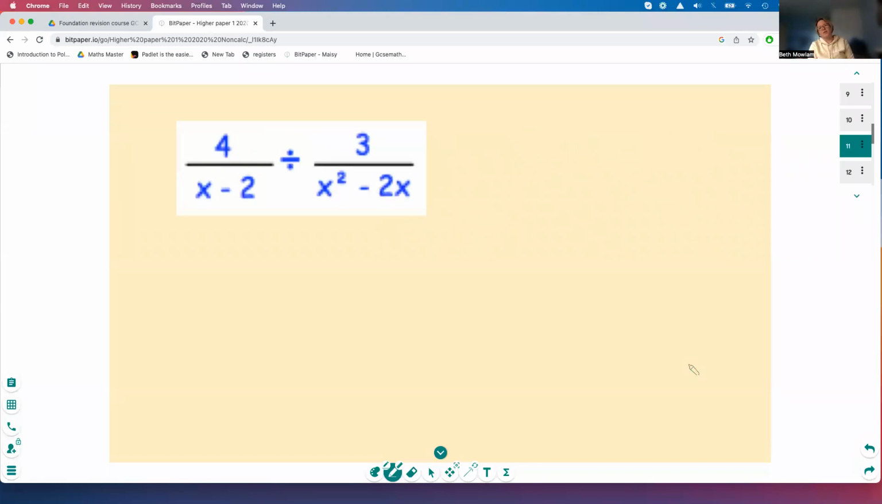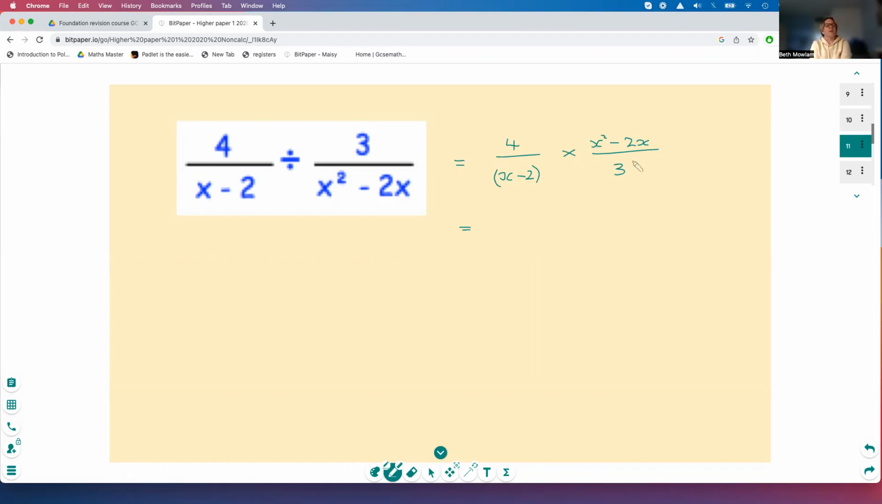Dividing, remember, to divide a fraction, I always teach it as KFC: keep, flip, change. So keep the first fraction the same. So I'm going to have 4 over x minus 2 stays the same. Flip the second one upside down. So I've got x squared minus 2x over 3. Change the sign to a times. So just by writing that step, you're scoring yourself 1 mark.